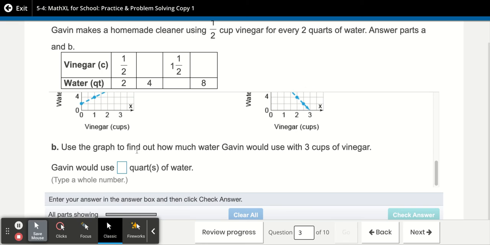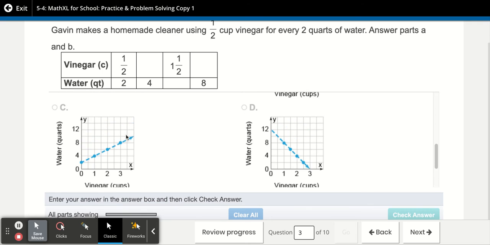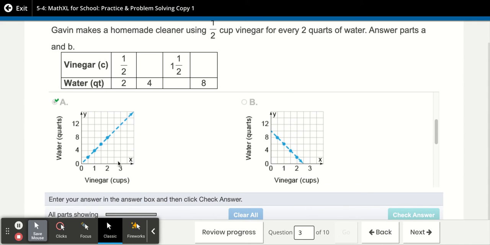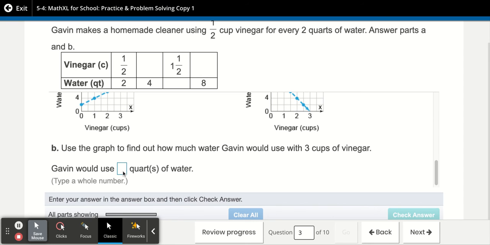Now we're on to our second part, and we're going to use the graph to find out how much water Gavin would use with 3 cups of vinegar. All right, going back to look at our graph. Here it is. We can trace this up from the x-axis to our line, intersects here, and then we move over to the y-axis, and we find that's at 12. So we would need 12 quarts of water for 3 cups of vinegar.